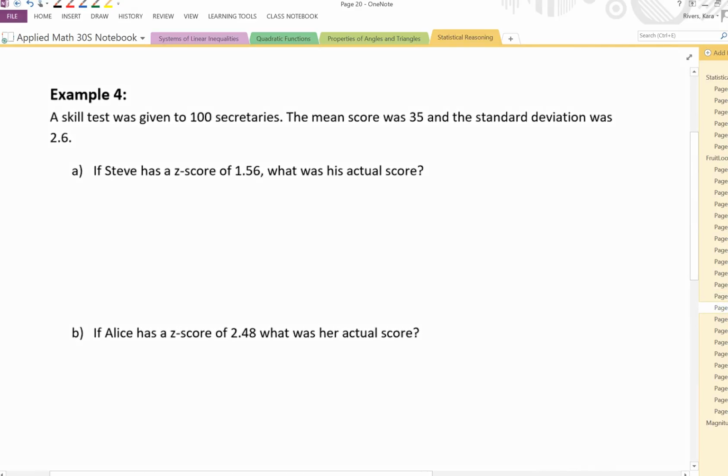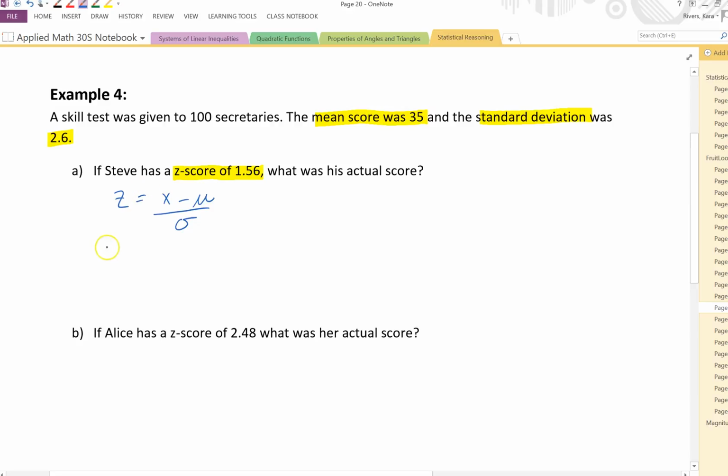Example 4 says, a skill test was given to 100 secretaries. The mean score was 35, and the standard deviation was 2.6. If Steve has a z-score of 1.56, what is his actual score? Alright, so using our formula again, we know that there was 100 secretaries, the mean score was 35, that's important. Standard deviation was 2.6, and his z-score is 1.56. We want to know his actual score, so we're solving for x.